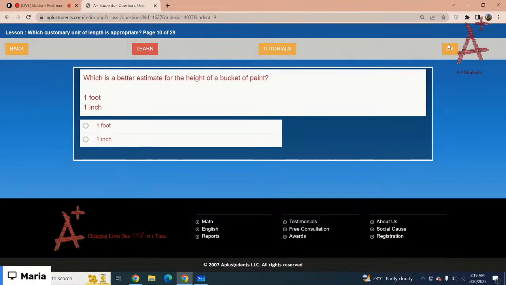Which is a better estimate for the height of a bucket of paint? 1 foot or 1 inch? An inch is a very small unit. Got it? So the height of the bucket would be 1 foot. Got it? The correct option is 1 foot.